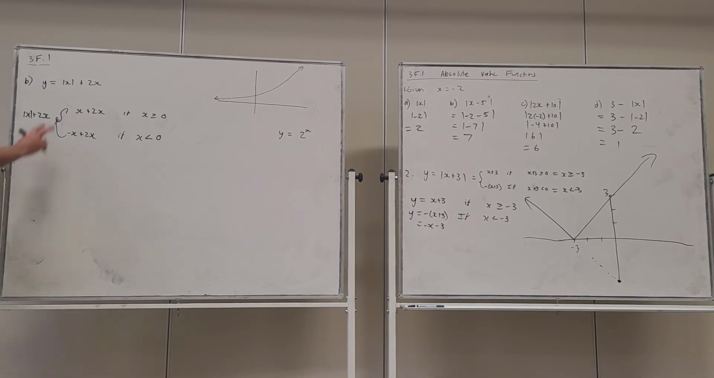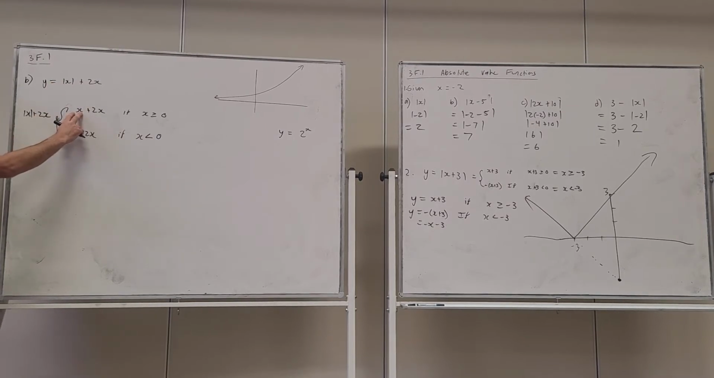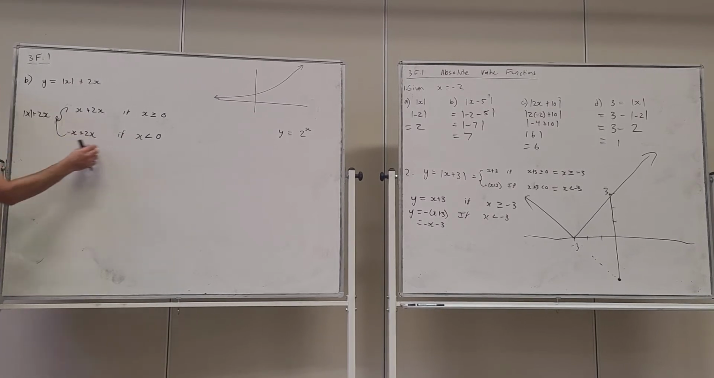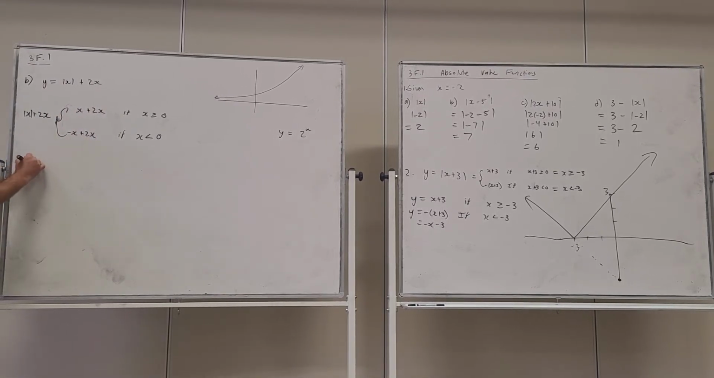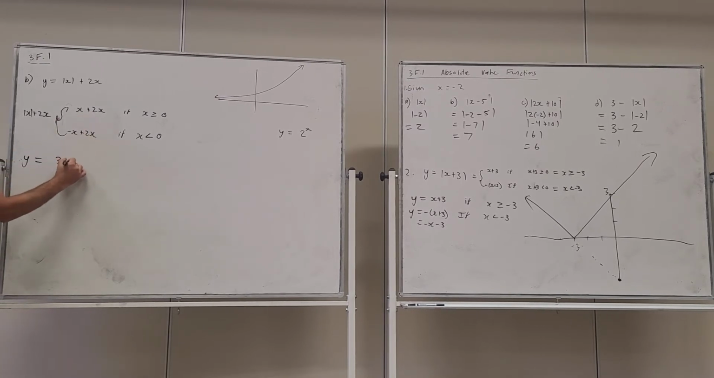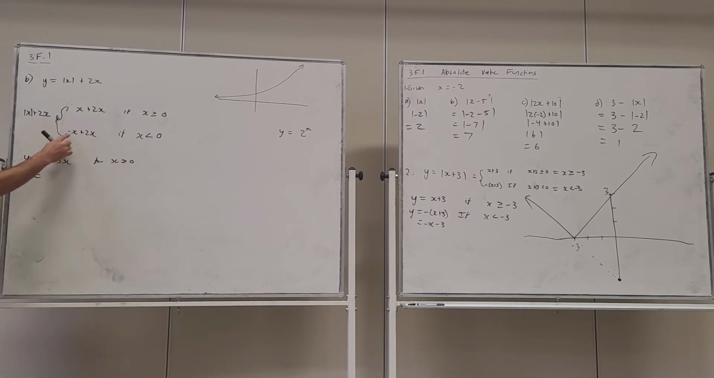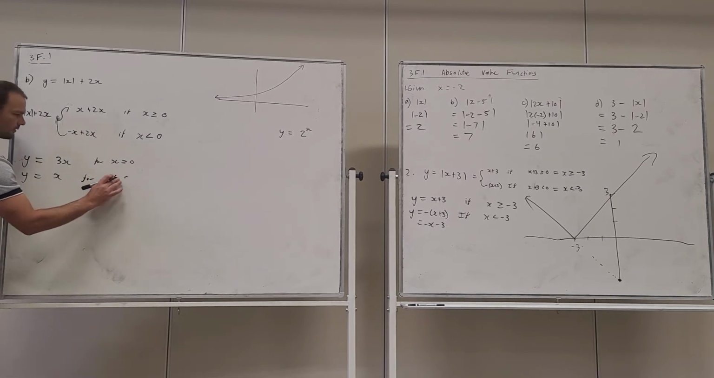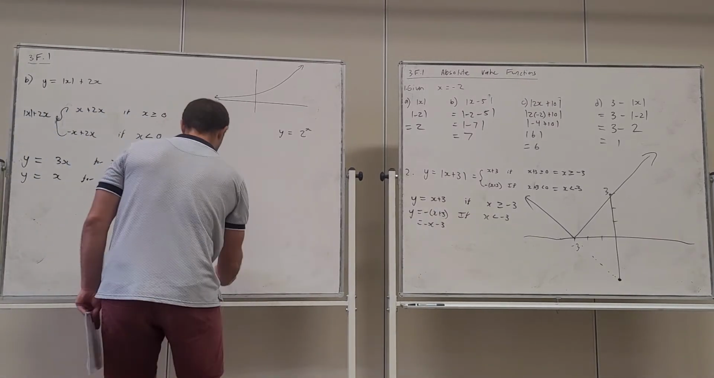Notice how the modulus only applies to this part, so it's positive for values greater than 0, and negative for values less than 0. The modulus is only applying to that x term. This 2x remains the same. So we can simplify both of those as well. What that means is we're going to graph 3x for x is greater than 0, and we're going to graph minus x plus 2x, which is x, for x is less than 0. Alright, so let's sketch that on the Cartesian plane.